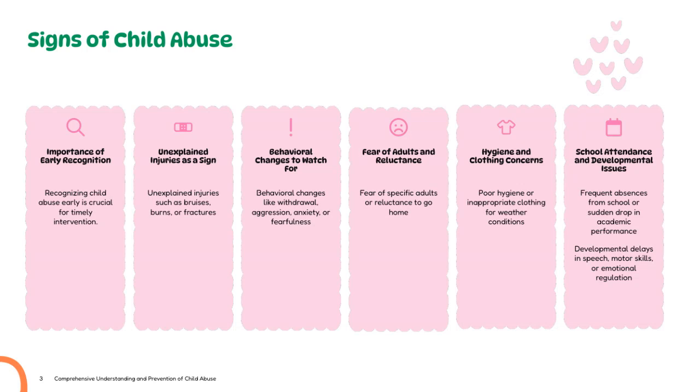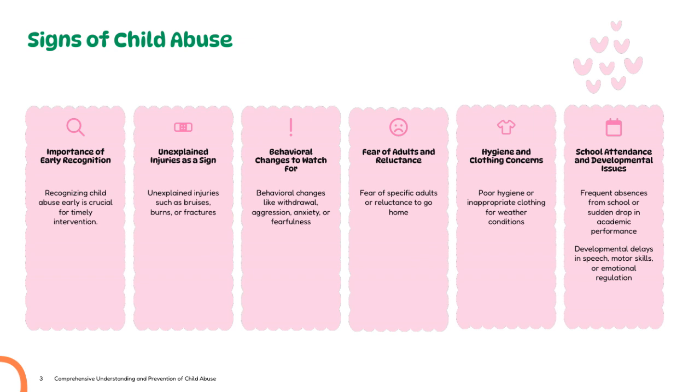Early recognition of child abuse is absolutely vital because it allows for timely intervention, which can prevent further harm. One of the key signs to watch for is unexplained injuries. These might include bruises, burns, or fractures that don't have a clear or believable explanation. Alongside physical signs, behavioral changes are important indicators. A child who suddenly becomes withdrawn, aggressive, anxious, or fearful might be reacting to abuse.